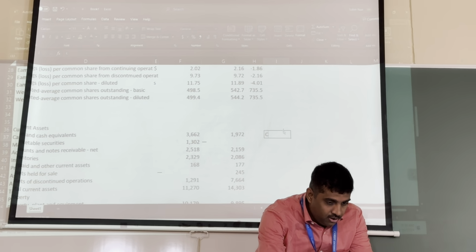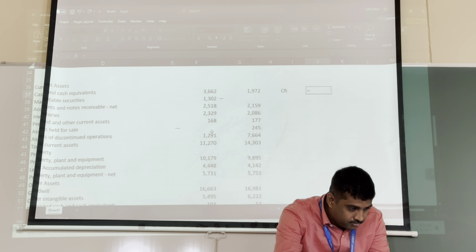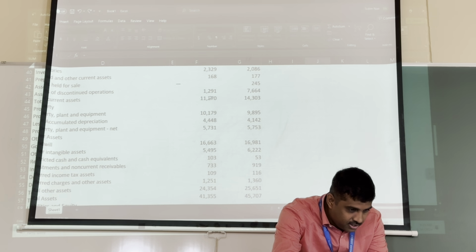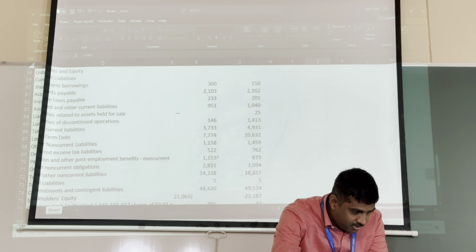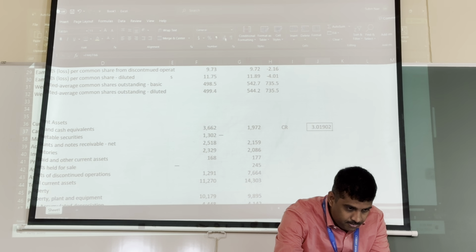So we'll have a look at the current ratio calculations. What's the current ratio? Current assets divided by current liabilities. Is there anybody who doesn't know it? Where are the current assets divided by the current liabilities? This is one.